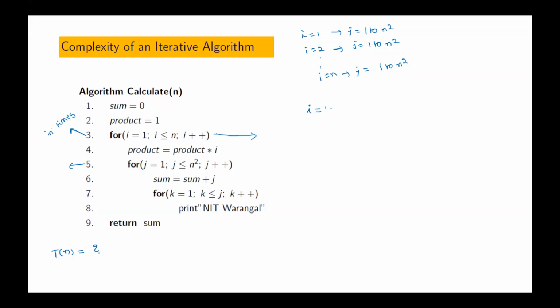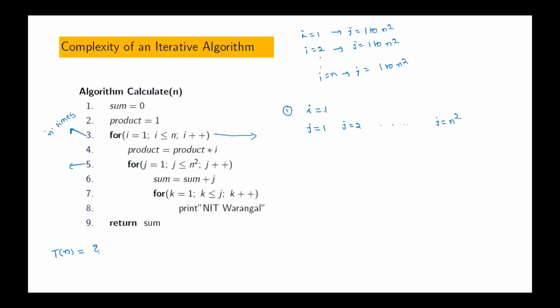Let me write it like this. When i equals 1, what are the values of j? j equals 1, or j equals 2, and so on. j goes up to n square. Is that okay? When i equals 1, j varies from 1 to n square.